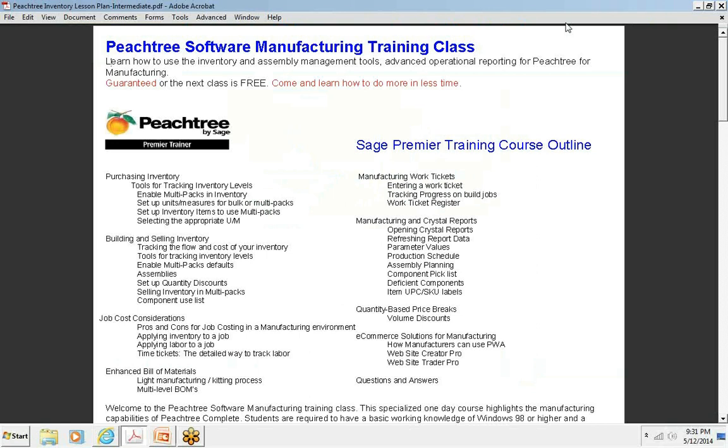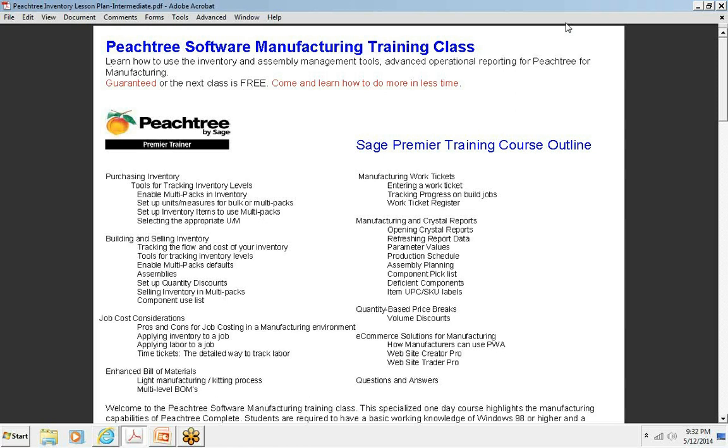Our Peachtree software manufacturing class, also known as Stage 50 Manufacturing, covers purchasing inventory, building and selling inventory, job cost considerations. It also reviews enhanced bill of materials, manufacturing work tickets, how to create reports, things like assembly planning, component pick list, deficient components. It also talks about setting up quantity-based price breaks, as well as interfacing these solutions with e-commerce sites. We also leave time at the end of the class for questions and answers.